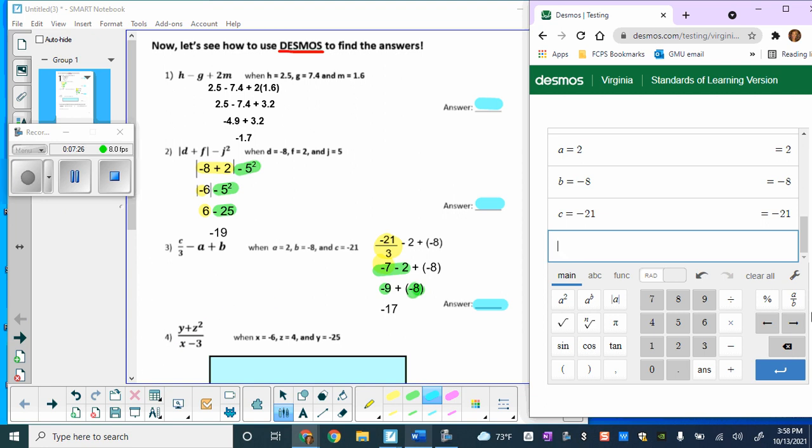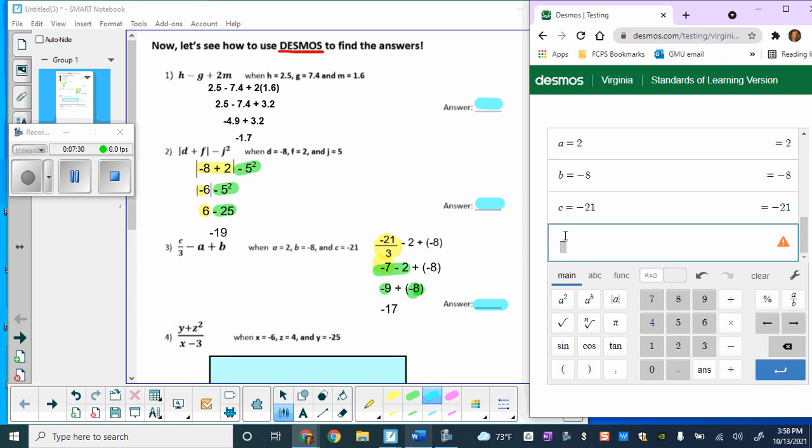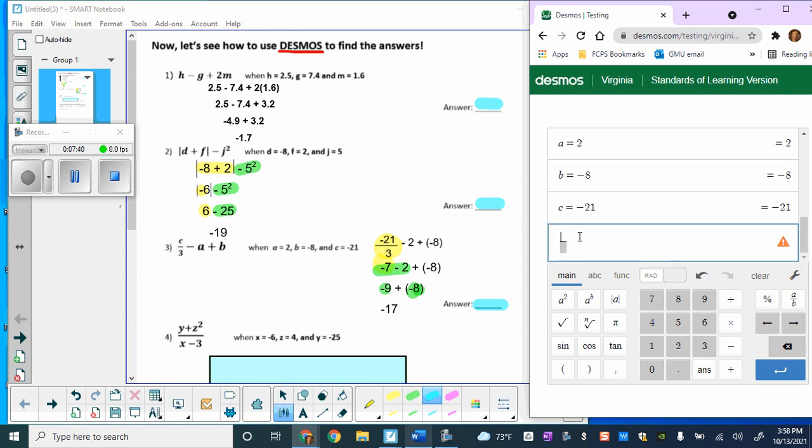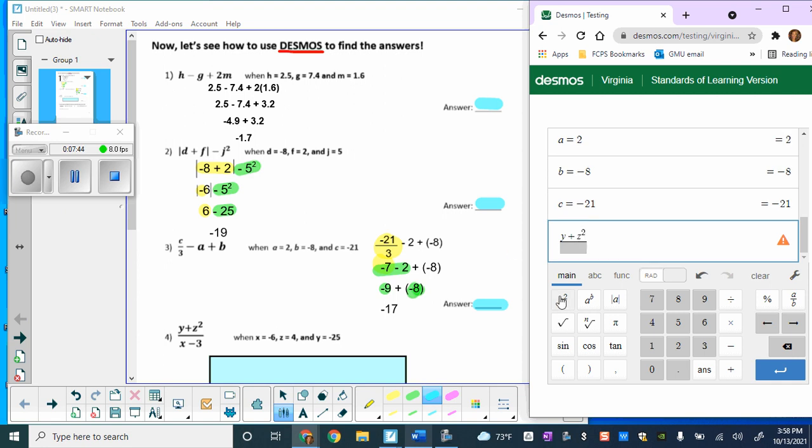Now for the last one, I'm going to have you go ahead and type or click the a over b button. And in the numerator, we want y plus z and then tell it to be squared. So all I did when I was up here is I just started typing y plus z and then I clicked the squared. Now click in down here, and for the denominator, now type in x minus 3. Now hit the right arrow to be next to it and you're done.